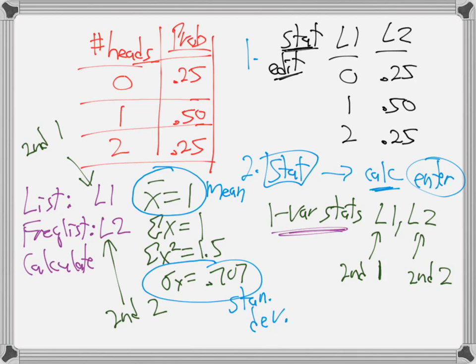So what that means is the average value when you flip a coin twice is 1 head. And that makes sense, doesn't it? If you're going to flip a coin twice, how many heads do you think you're going to get on average? One head. That's what this is telling you. You're going to get one head on average.